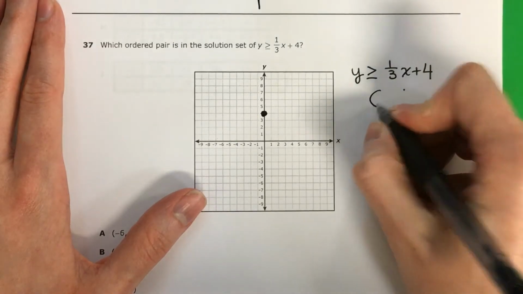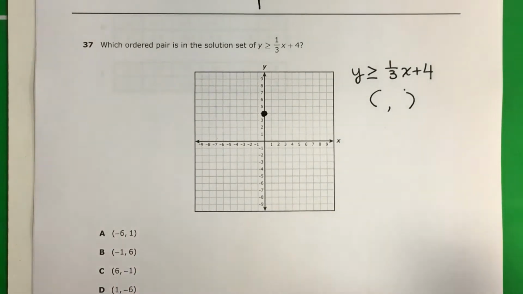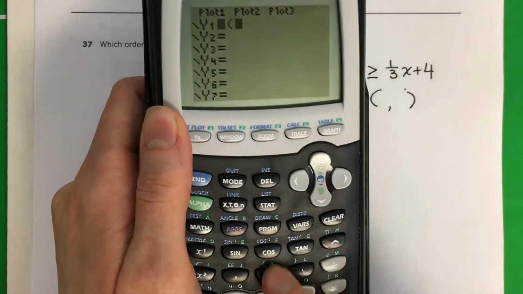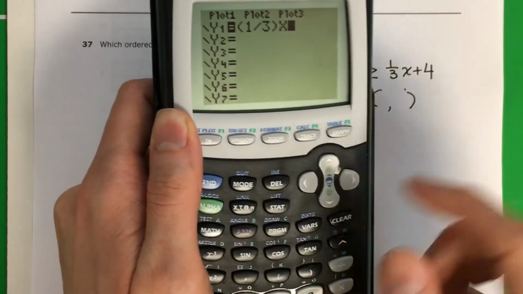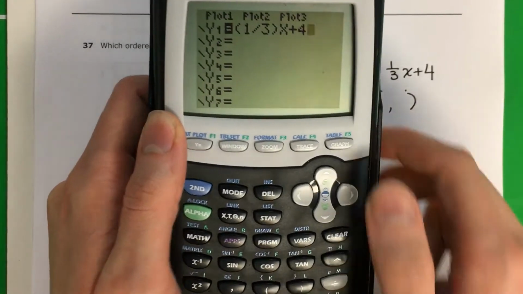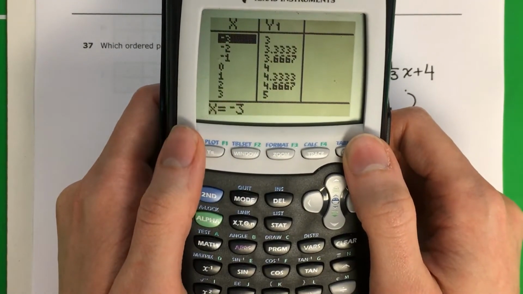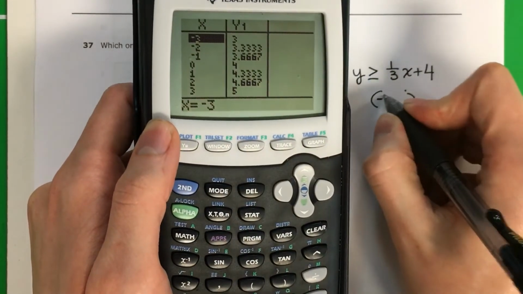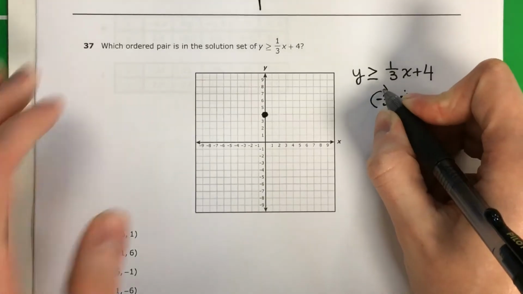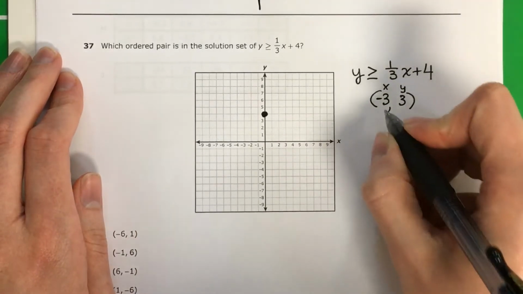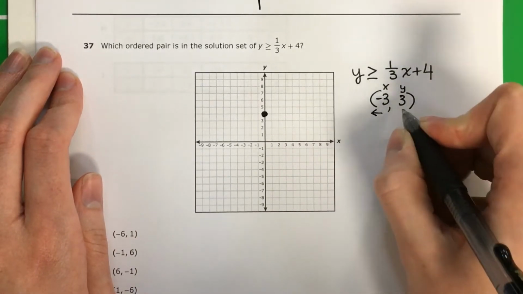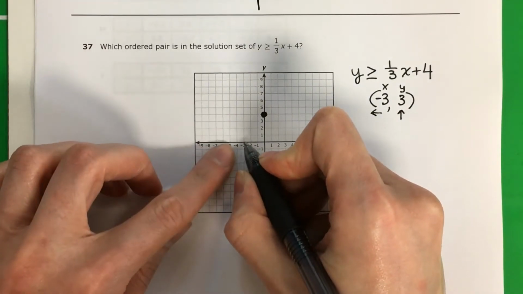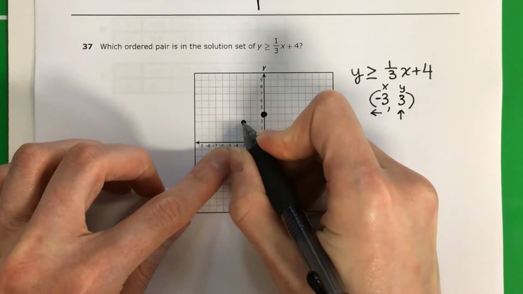Now I need one point. Let's put it in the calculator. So push y equals, clear. Put parenthesis 1 divided by 3 parenthesis x plus 4. Go to the table, second graph. Let's pick a point. Negative 3, 3 is okay. So negative 3, 3. X is negative 3, y is 3. X is negative, so that means left 3. Y is positive, so that means up 3. So left 3, up 3.